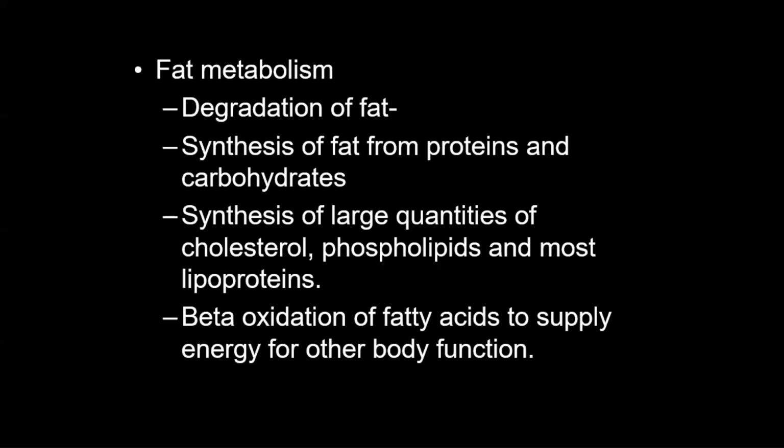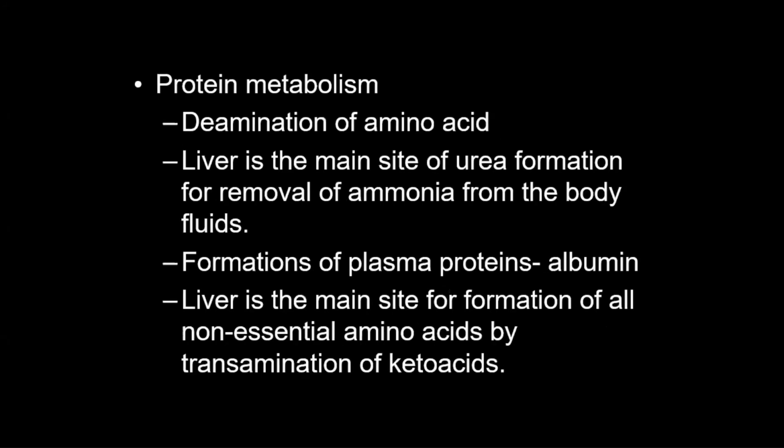for supply of energy. In this beta oxidation, you have studied this in biochemistry also, fat is converted into fatty acid and glycerol. This fatty acid is converted into acetyl coenzyme A, and this acetyl coenzyme A enters the citric acid cycle for the production of energy. So in fat metabolism, there is beta oxidation of fatty acid.